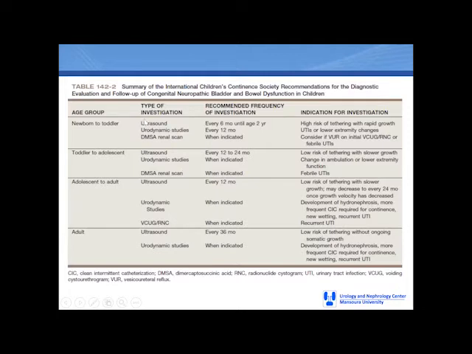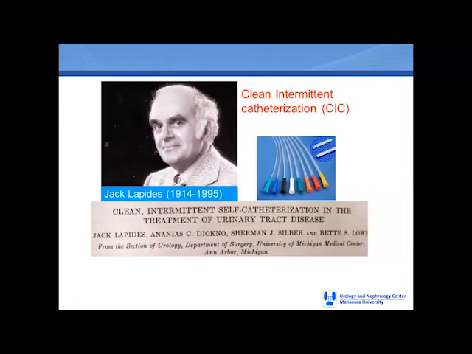The best tools are ultrasound, and then you order urodynamics when indicated. And when patients grow up, if they are stable with no changes, you can space follow-up intervals. In these age groups, I think you can make use of the techniques that I mentioned earlier to monitor the bladder pressure, like home manometry. Of course, the credit should go to Jack Lapidus, who introduced or popularized the use of clean intermittent catheterization in the 70s.